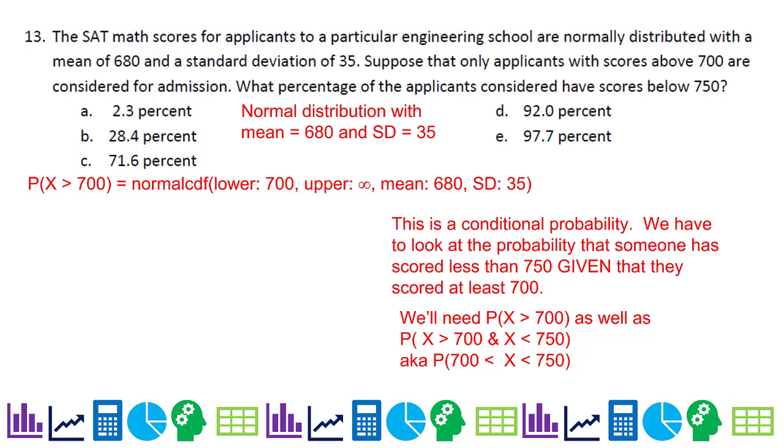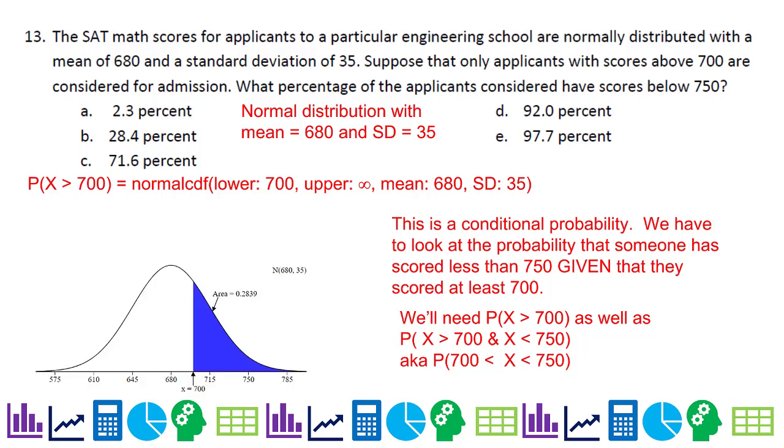It would be the normal CDF. My lower boundary is 700, the upper is infinity, and the mean is 680, and the SD is 35. Now, the reason I love the Stapplet is it gives you a beautiful figure. It's a pretty picture right here. And you can clearly see that we are going to the right, right? Because we're saying greater than 700.